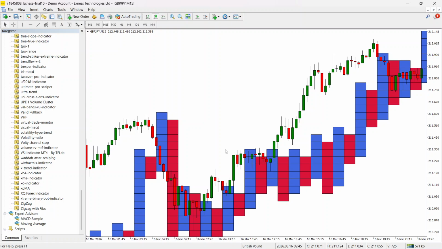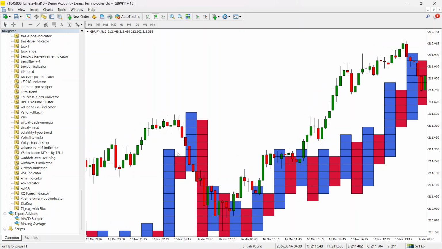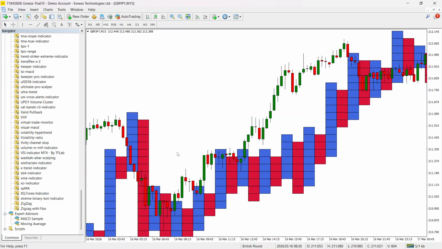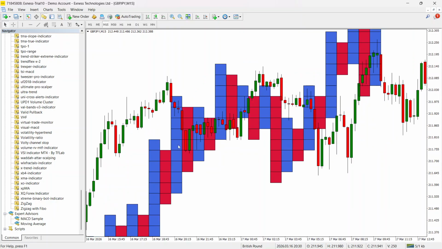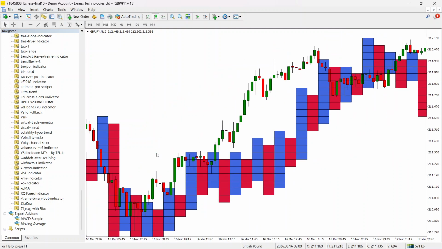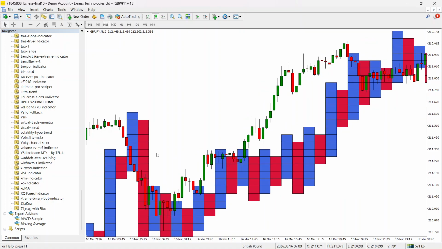Now the XO indicator plots rising price as columns of X, which is the blue line, and falling price as columns of O, which is the other color, the purple maroon, based on a chosen box size that defines the minimum price change required to add a new symbol. A column continues in the same direction while price keeps moving by at least one box, and a reversal into a new column occurs only when price moves a specified multiple of the box size in the opposite direction.